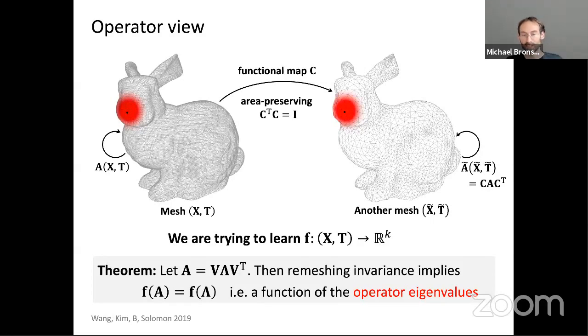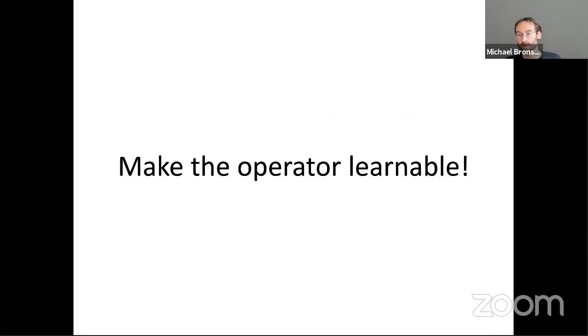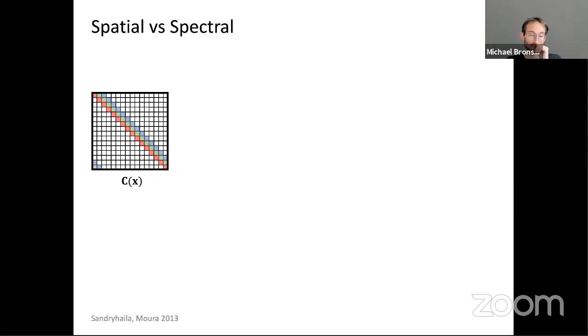Now, the thing that you need to understand here is that the choice of the operator is up to you. And what we can do is to construct more interesting learnable operators. Okay, so this brings me to this analogy and the link between spatial and spectral view on the convolution.